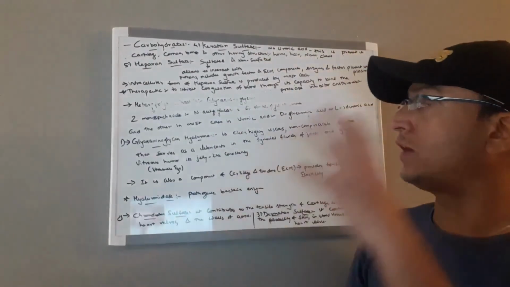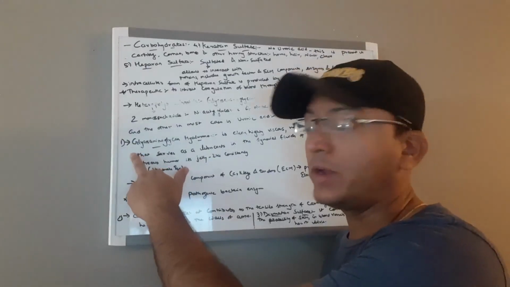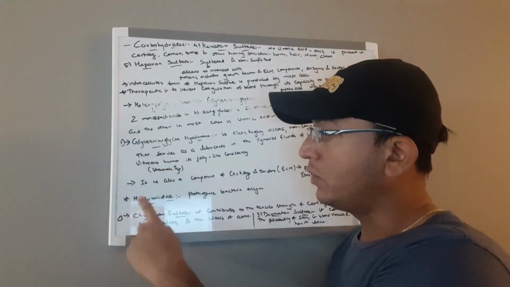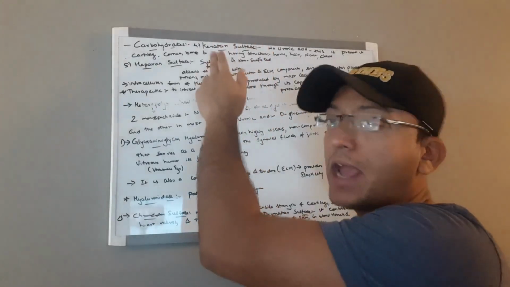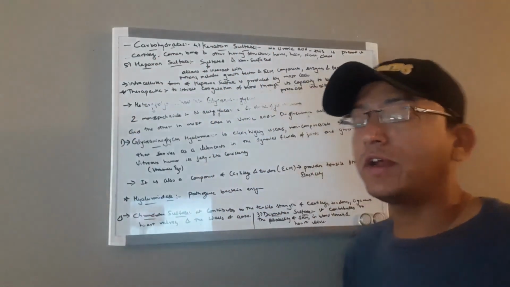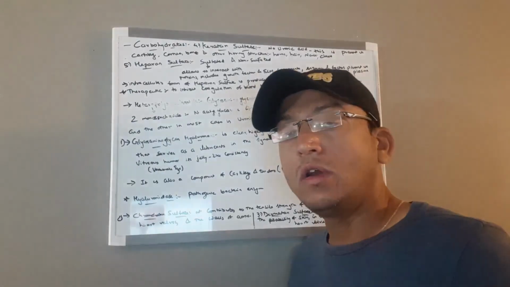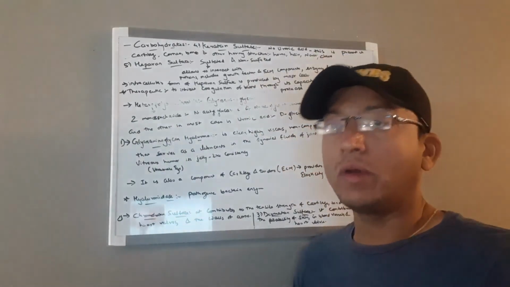All right, that was the five glycosaminoglycans: hyaluronan, chondroitin sulfate, dermatan sulfate, keratan sulfate, and heparan sulfate heteropolysaccharides. Right, guys, so that was for the polysaccharides.